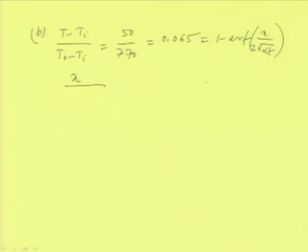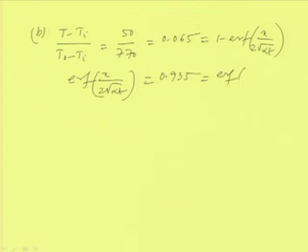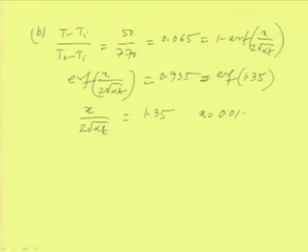this is happening, this implies that erf of x by 2 root over of alpha t is equal to 0.935, and that value is coming for erf of approximately equal to 1.35. Then we can get x by 2 root over of alpha t as 1.35, and we know what x is. x is equal to 0.01 meter. Just by putting the values of this, we can find out this expression.